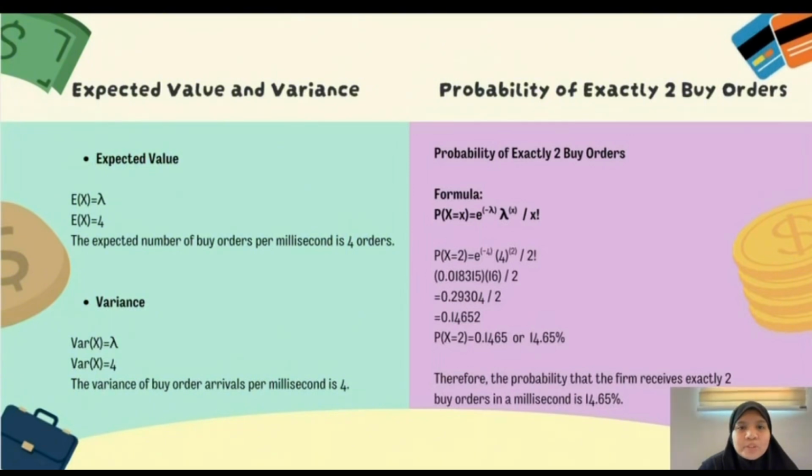Next, the variance of the Poisson distribution is also equal to lambda. Therefore, the variance is 4. This shows that the spread of variation in the number of buy order arrivals per millisecond is 4. Now, we calculate the probability that the firm receives exactly 2 buy orders in 1 millisecond. The Poisson probability formula is P of X equals x is equal to e to the power of negative lambda multiplied by lambda to the power of x divided by x factorial. Here lambda is 4 and x is 2. So we substitute the values into the formula.